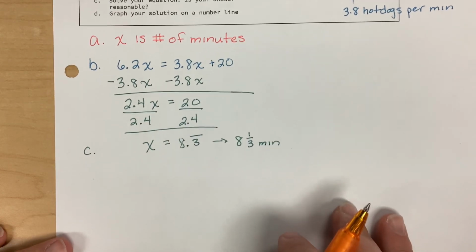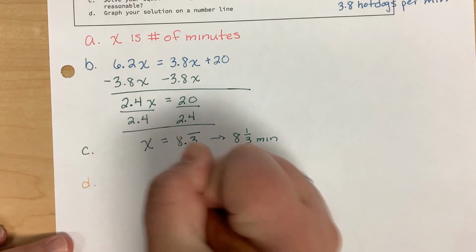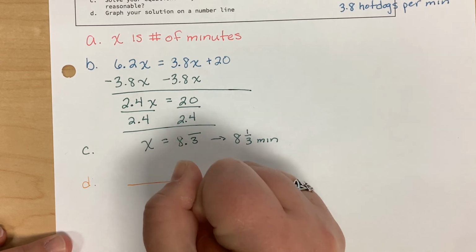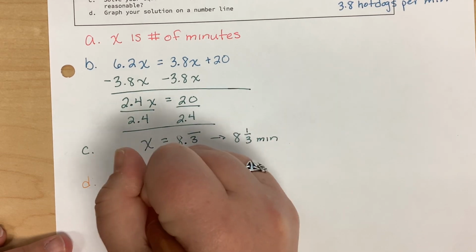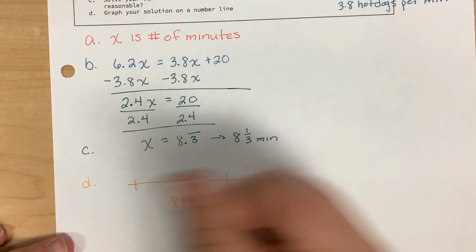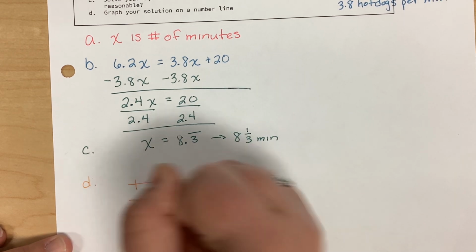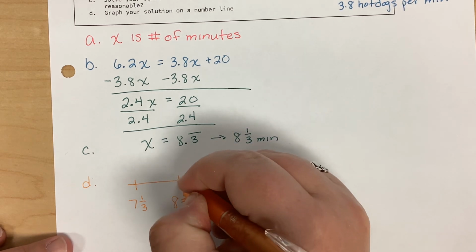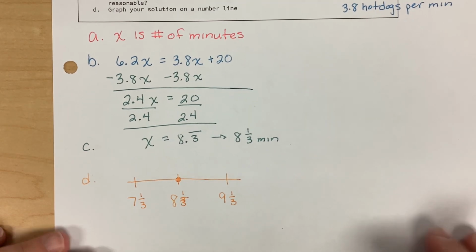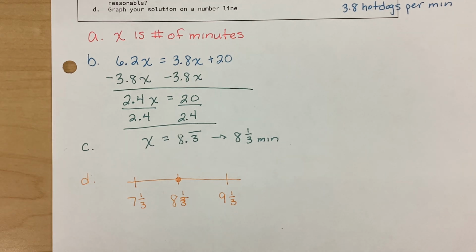All right, now part D wants to know what the number line looks like. So I'm going to put 8 1/3 here. And I will put, I don't know, let's just do 7 1/3. And then 9 1/3, just to make it easy. And then again, the point will go on 8 1/3, because that's how long it takes before they've eaten the same number of hot dogs. And that's it. That's how you solve equations with distribution and equations with variables on both sides.